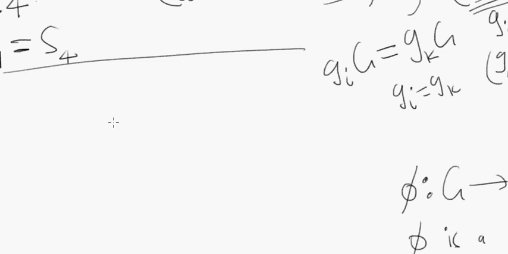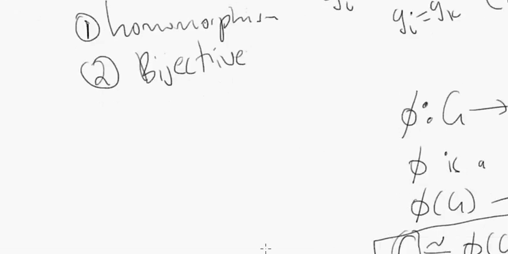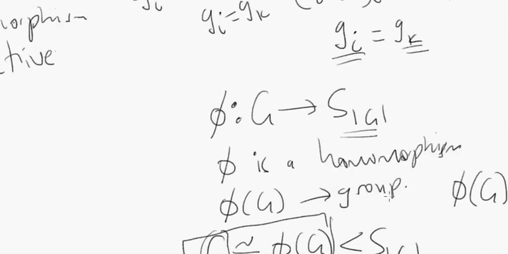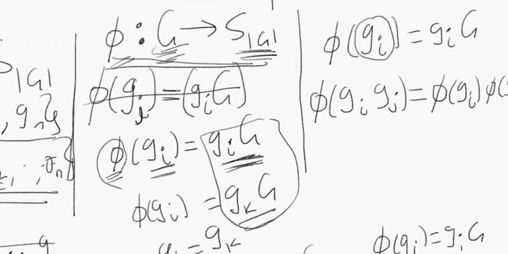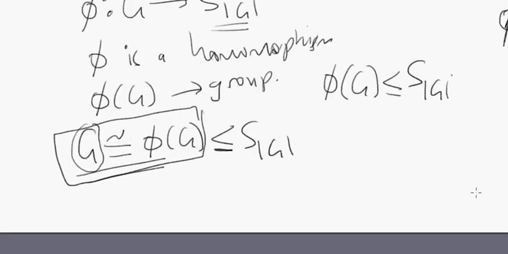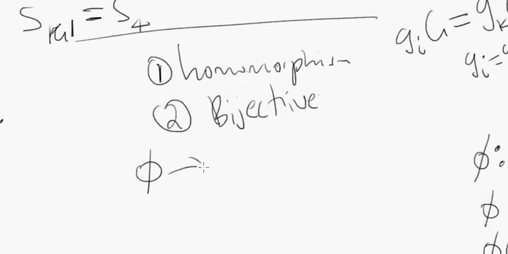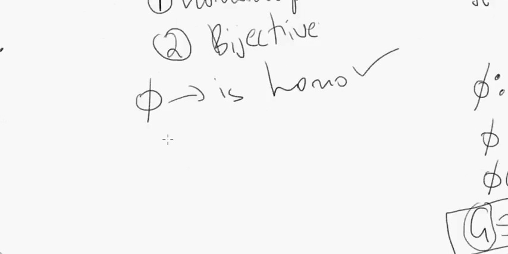So how do we show that something is an isomorphism? One, we need to show that it is a homomorphism. And two, we need to show that it's a bijection, because remember, an isomorphism is a bijective homomorphism. Well, is phi a homomorphism? Yes, we just proved that: phi of gi times gj equals phi of gi times phi of gj. So phi is a homomorphism. All we need to prove is that phi is a bijection.